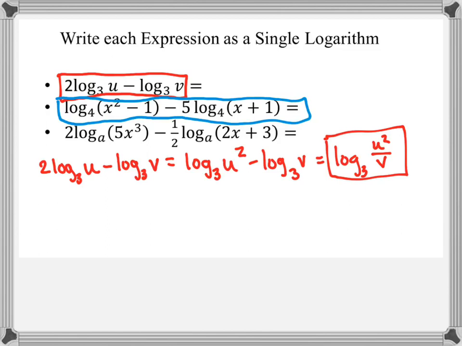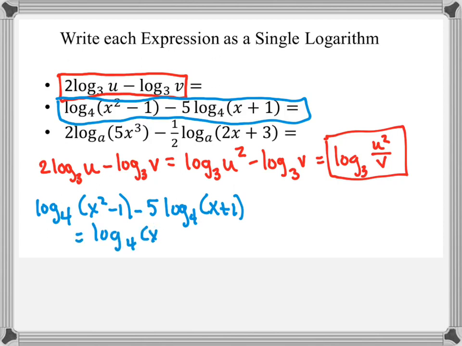Let's look at the second example. Log base 4 of x squared minus 1 minus 5 times log base 4 of x plus 1. So first I need to move that 5 up to be an exponent on the argument. I'm going to leave it as minus, so technically I could choose to move the negative 5 to be the exponent, but then I would have a plus that remains in between, but I'm just going to move the 5. Log base 4 of x squared minus 1 minus log base 4 of x plus 1 quantity raised to the 5th power. And now I will combine it into a single log as a quotient.